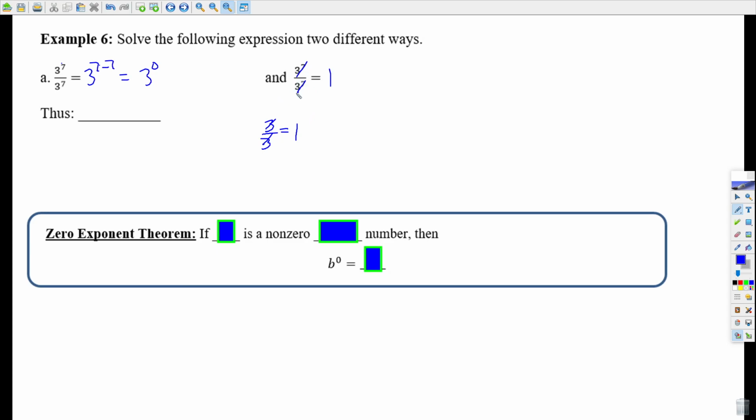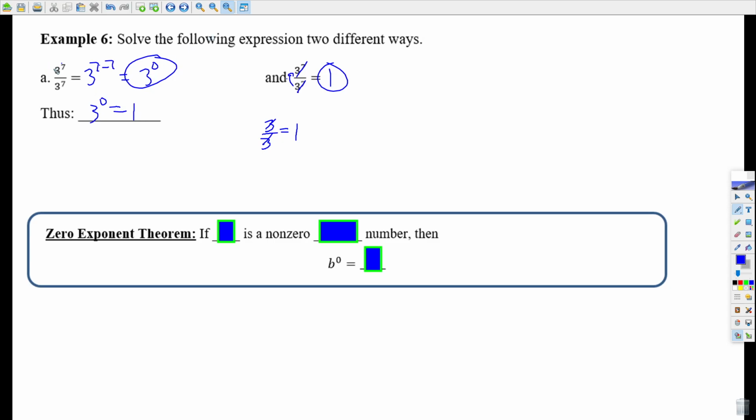Or you could say, 3 to the 7th goes into 3 to the 7th how many times? 1 time. So we have this thing where we solved it 2 different ways. We got kind of like similar answers here. But because we start with the same thing and got 2 different answers that look different, we can then say that this answer has got to be the same thing as this answer. So 3 to the 0 power is actually 1.